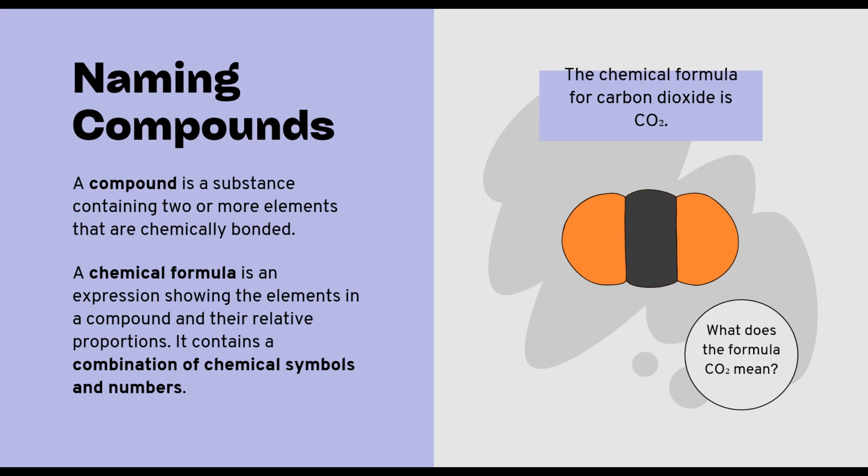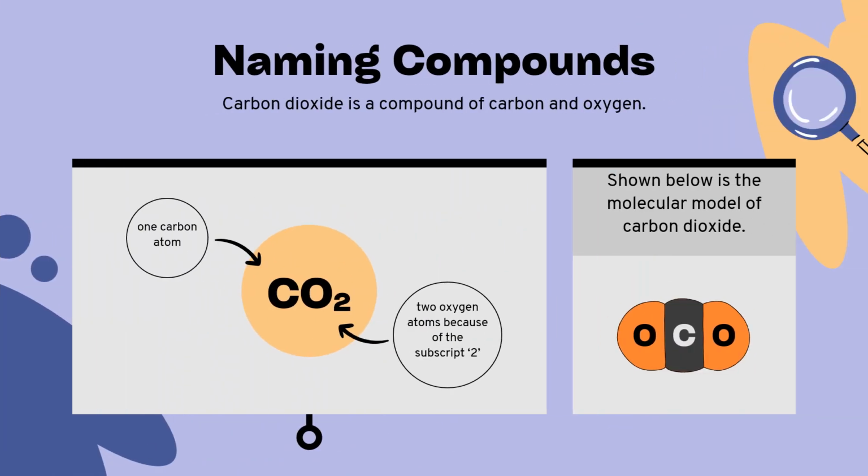atoms of oxygen. Let's understand again. Now carbon dioxide is a compound of carbon and oxygen: one carbon atom and two oxygen atoms because of the subscript 2. Here you can see the number 2, that means there is presence of two oxygen atoms. Also we can show this molecular model of carbon dioxide in this way.